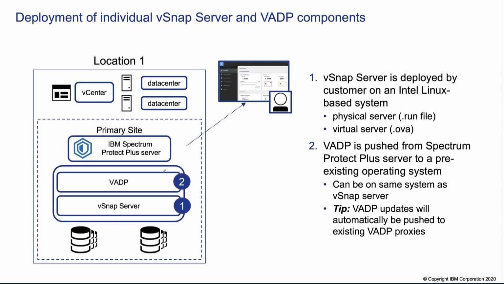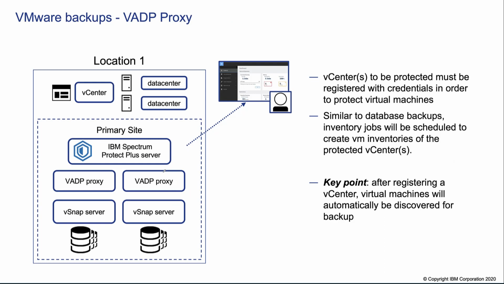And you can push a VADP proxy onto any Linux machine that meets the operating system requirements. So the question becomes, I've got the vSnap server there, why can't I just push the VADP proxy? We've actually updated the VADP proxy through the releases to ship on the vSnap server, and we'll talk about why you might want to exploit the fact that you have the VADP proxy sitting on the same vSnap server. So we have talked about the fact that the vCenters must be registered and they'll be inventoried.